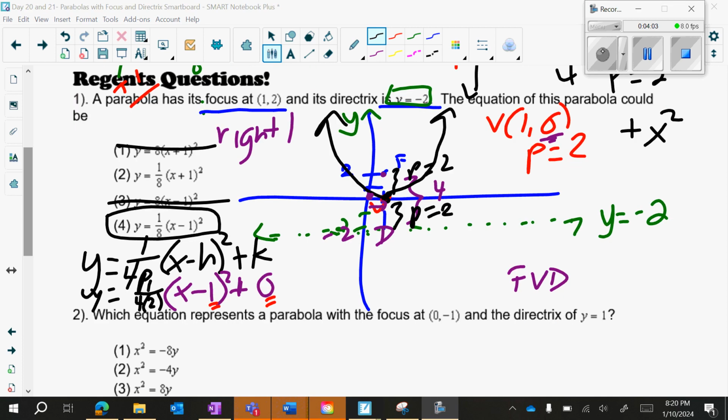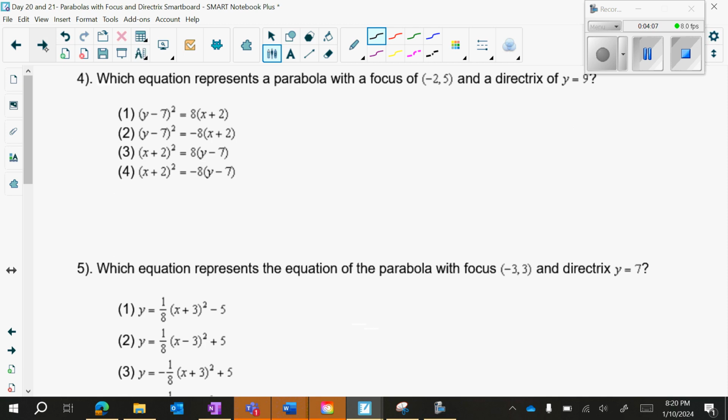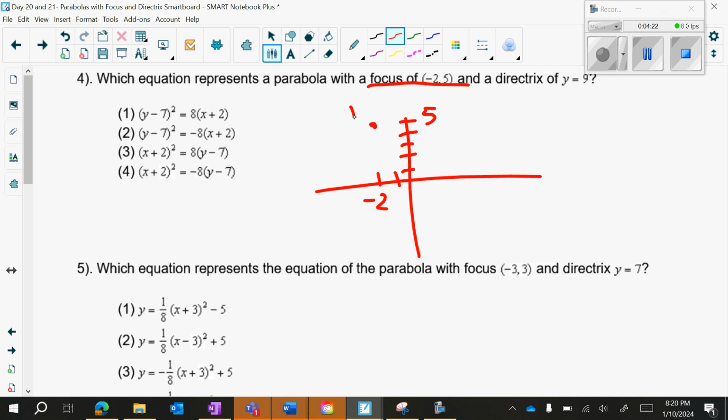Now we'll skip past 2 and 3 because those look a little simpler. Let's skip to number 4. Number 4 is in a different form, so it looks a little scarier. Let's check it out. It says the focus is (-2, 5). So let's go to -2 and 1, 2, 3, 4, 5 and put in F for focus.